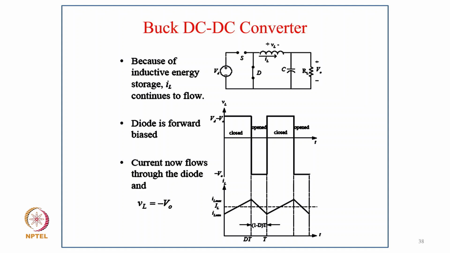typically the second mode, when the diode conducts and the switch is off. Because of inductive storage, IL continues to flow as shown in the diagrams, and you can see in the waveform also how the diode is forward biased and the inductor current starts reducing because of the negative output voltage across the inductor. Current flows through the diode and VL equals minus V out, and the waveform clearly shows the current increases during the switch on period and decreases in the inductor during the off period. It shows the inductor voltage also: during the on period it is input voltage minus the output voltage, and during the off period it is minus the output voltage.